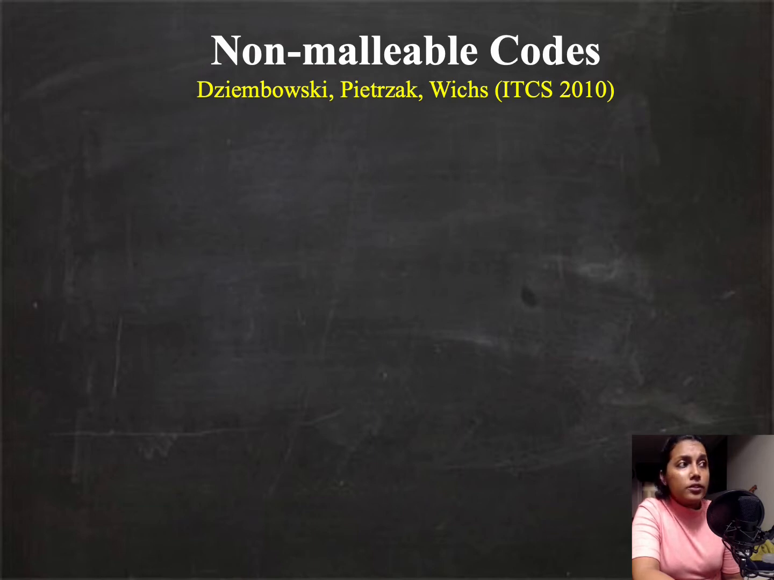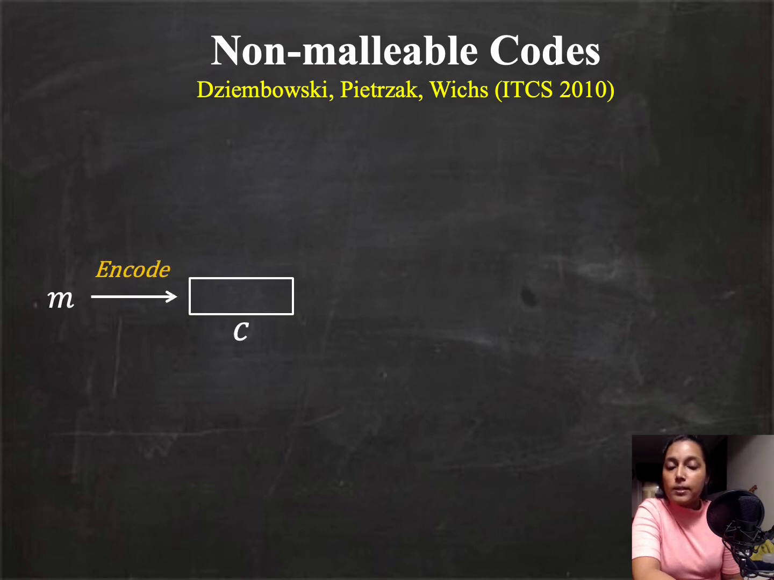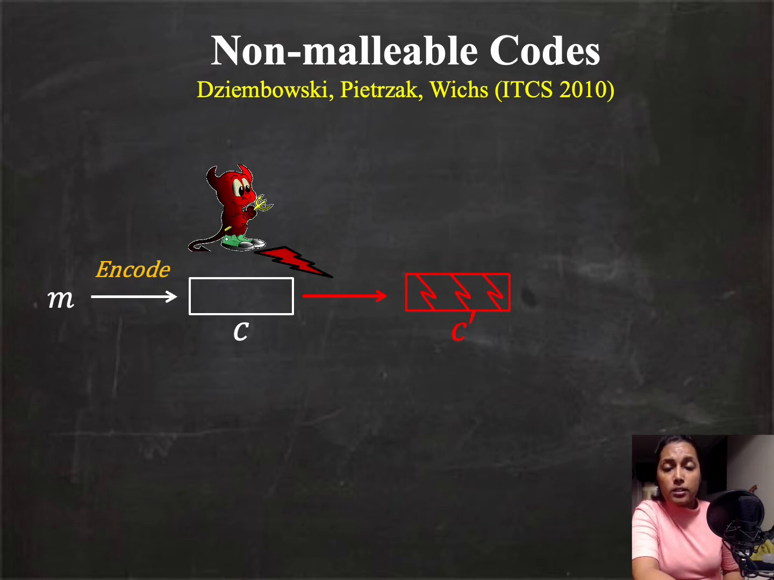They were these cool primitives introduced by Dziembowski, Pietrzak, and Wichs at ITCS 2010. Like any coding scheme, they consist of an encode algorithm that takes in the message and outputs the codeword C, which is prone to some form of adversarial tampering attack. So the adversary can pick some function f and modify it to a C prime. In the subsequent slides, we'll see what kind of tampering is actually allowed, but for now, let's say it's modified to a C prime. And this we decode to recover the modified message M prime.